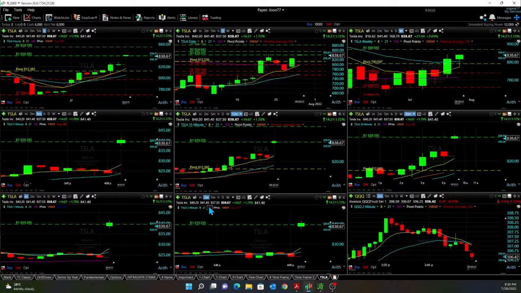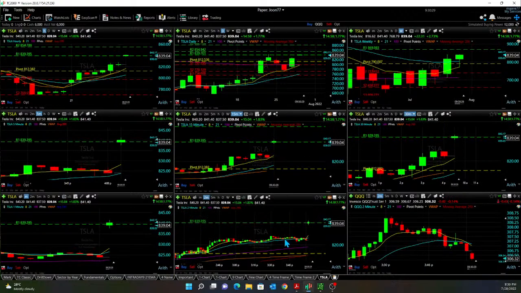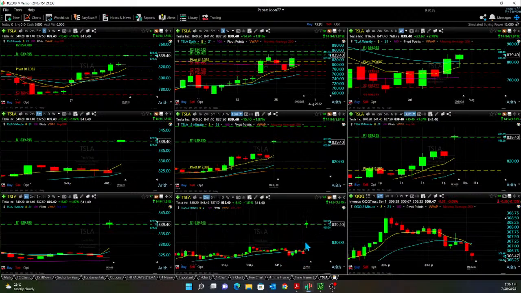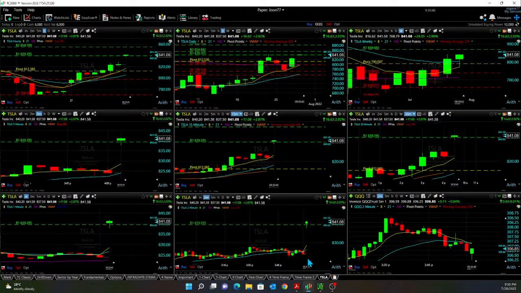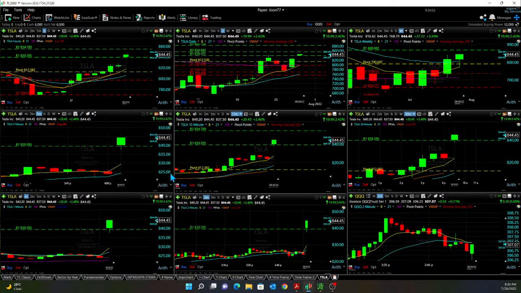Now 8, 21, 100, those are exponential moving averages, as you can see here, the yellow and the blue and this purple. Now this VWAP is going to come up soon, and that basically decides whether we trade or we do not trade, because it is very decisive. It can make a trade very risky or very good at the same time.